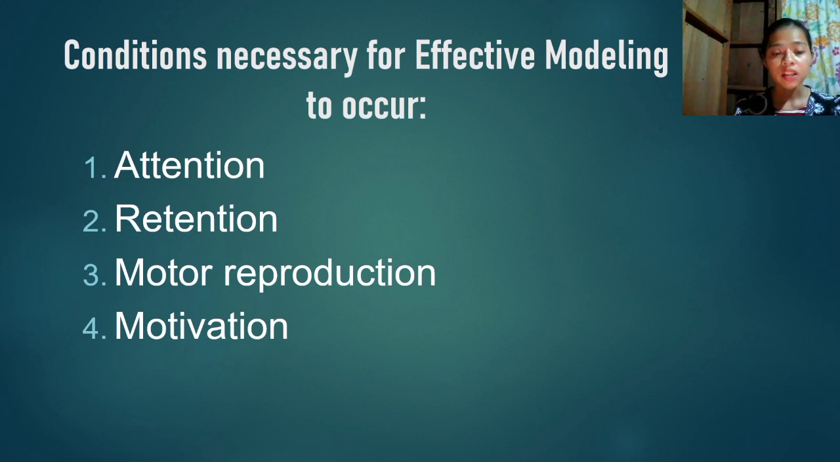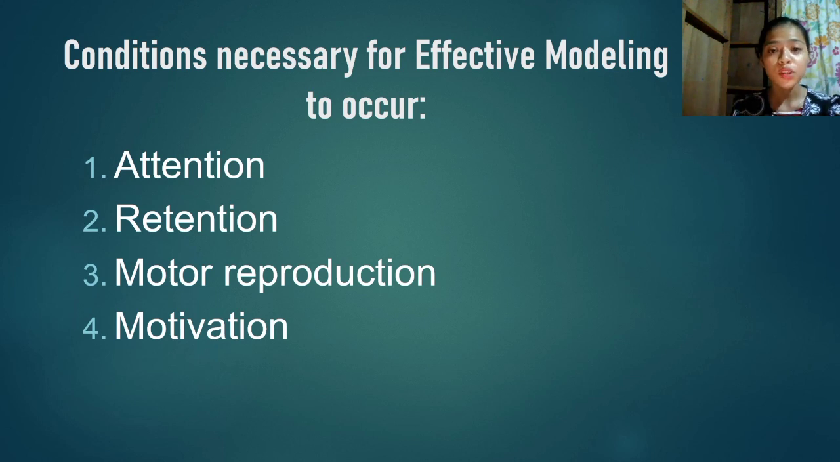Number three, the motor reproduction. The third condition is the ability to replicate the behavior that the model has just demonstrated. This means that the observer has to be able to replicate the action, which could be a problem with the learner who is not ready developmentally to replicate the action. For example, little children have difficulty doing complex physical motion.